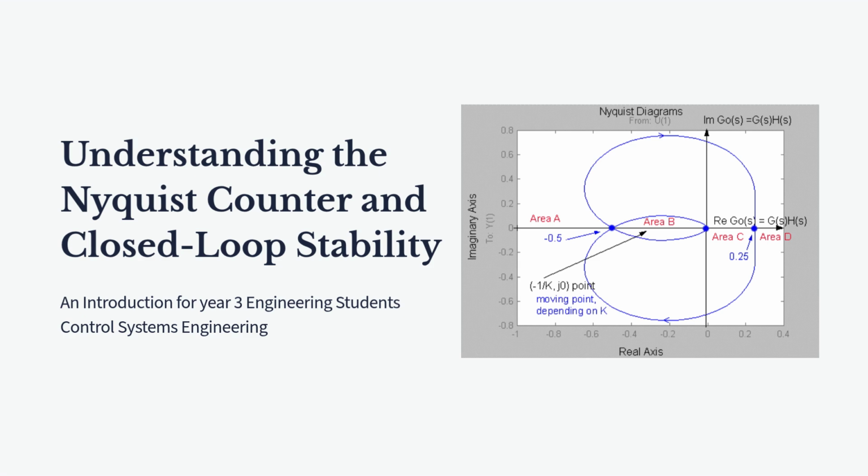By the end of this video, you will understand what the Nyquist contour is, how it becomes a Nyquist plot, why the point minus 1 plus j0 is important, and how we use the Nyquist formulas to check stability.